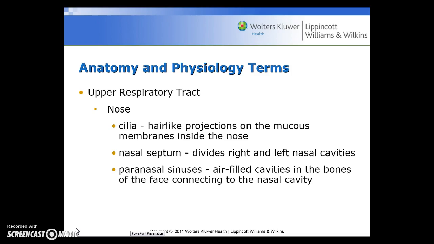As we begin our journey through the anatomy and physiology, the upper respiratory tract consists of the nose and its components, the cilia, the hair-like projections on the mucous membranes inside the nose, the nasal septum, which divides the right and left nasal cavities, the paranasal sinuses, which are the air-filled cavities in the bones of the face connecting the nasal cavity.